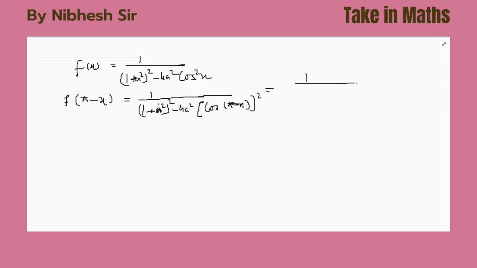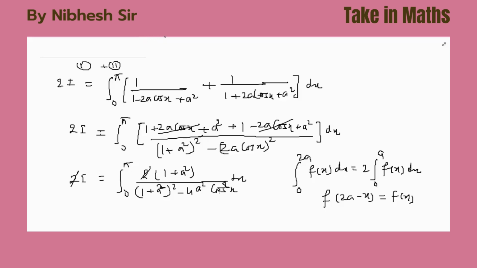This is 1 by (1 plus a square) whole square minus 4a square cos square x. So this is nothing but f(x), and f(2a minus x) is f(x). So we can write this integration as 2 times.